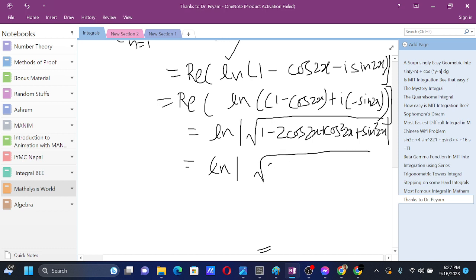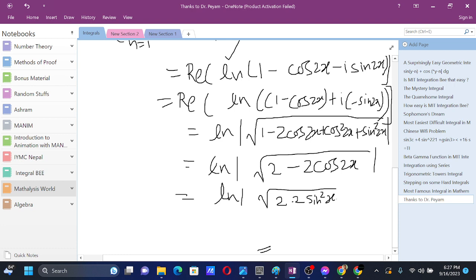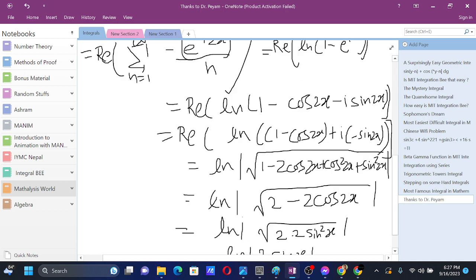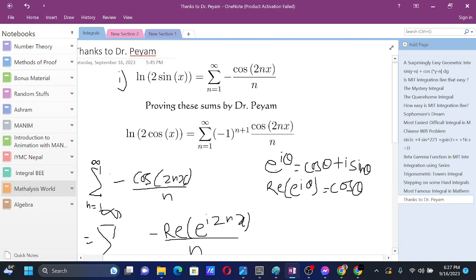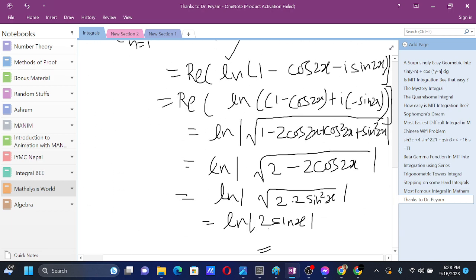Now this will be ln of the square root. cos square plus sin square is just 1, so this is 1 plus 1, 2 minus 2 cos 2x, and this is ln of, we can take 2 common, and we have 1 minus cos 2x, which is 2 sin square x. This is a simple trigonometric property, and then we have ln of this is 2 sin x. So we have derived ln of 2 sin x over here. So now we have derived that the summation from n equals 1 to infinity of minus cos 2nx by n is simply ln of 2 sin x.